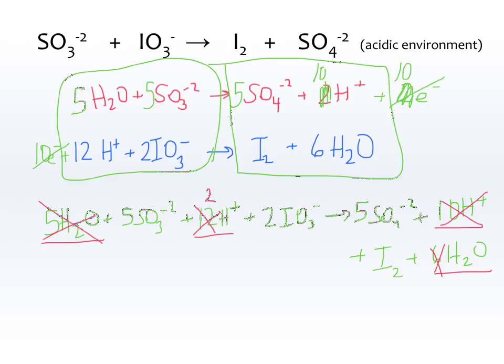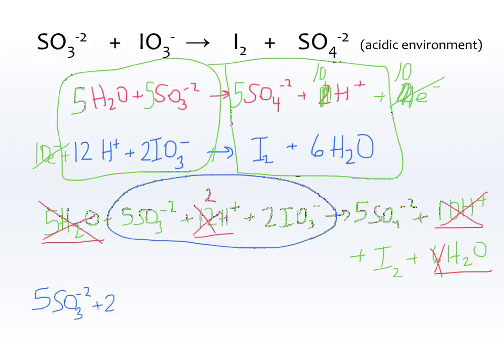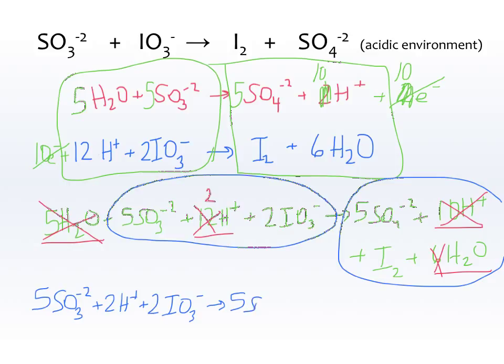Now we're going to rewrite the reaction. Everything on the left stays on the left. So this is 5 sulfites, only 2 hydrogens, and 2 iodates. Everything on the right stays on the right. So this is 5 sulfates, no hydrogens, an iodine, and only 1 water. If you look back at your overall reaction, it should balance.